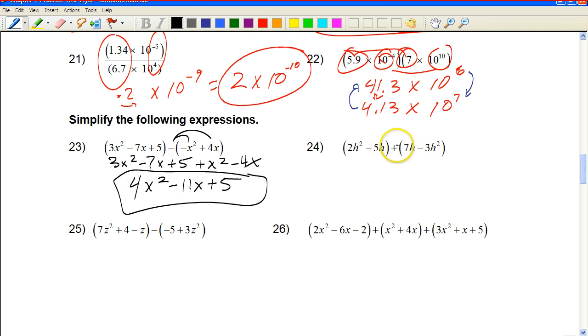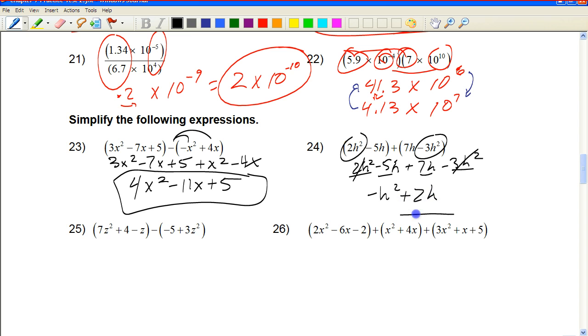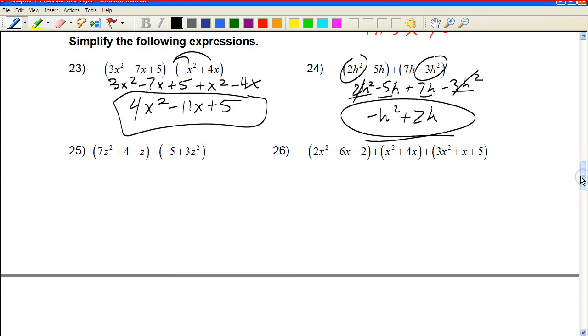Next, not multiplying again, it's just positive, so we can actually just combine like terms without doing anything, because realistically we don't even need the parentheses. So we just combine this and this. So it's negative h squared, this and this. This and this is going to be plus 2h. Good. Next, distribute that negative.